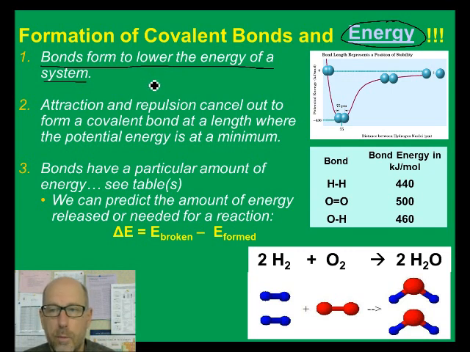That's why they form, because everything in the world likes to have low energy. It's a fundamental law of physics and chemistry. Number two, attraction and repulsion cancel out to form a covalent bond at a length where the potential energy, the PE, is at a minimum.